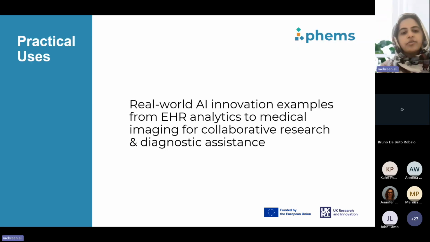Synthetic data is already being used across multiple domains, from electronic health analytics to medical imaging. It can enable collaborative research while protecting patient privacy. So let's look at some of the specific applications.